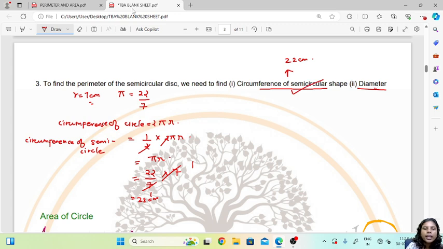So we found the circumference. Now let's look at the diameter. So diameter is very easy. We use the formula 2r, twice radius. So 2 into radius, which is 7. So this is 14 centimeter.